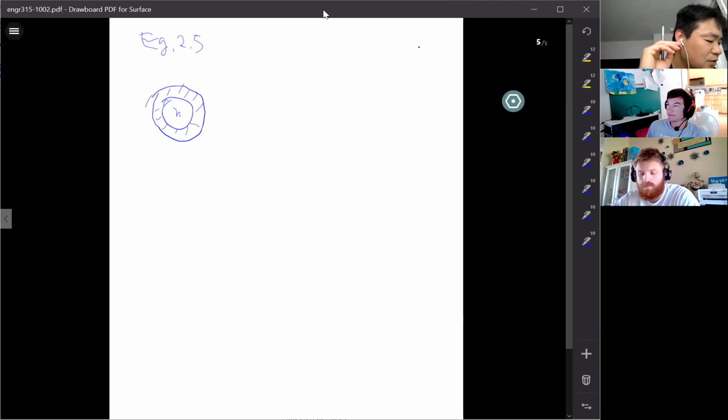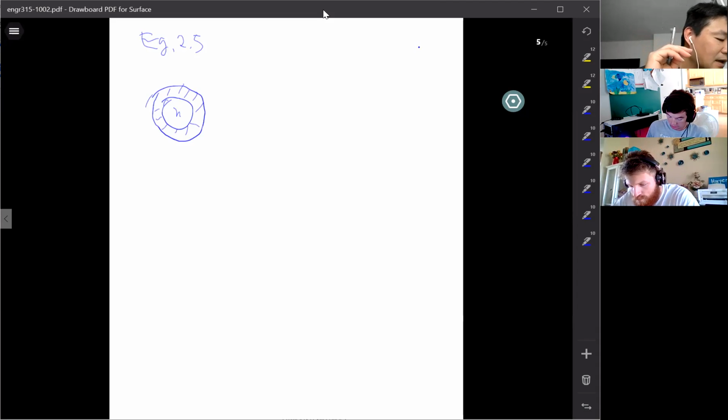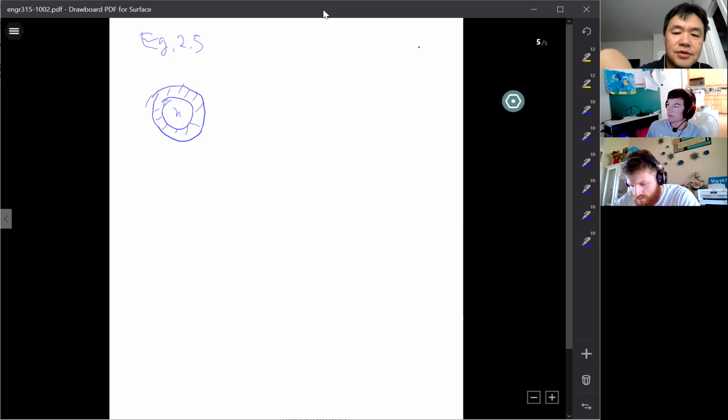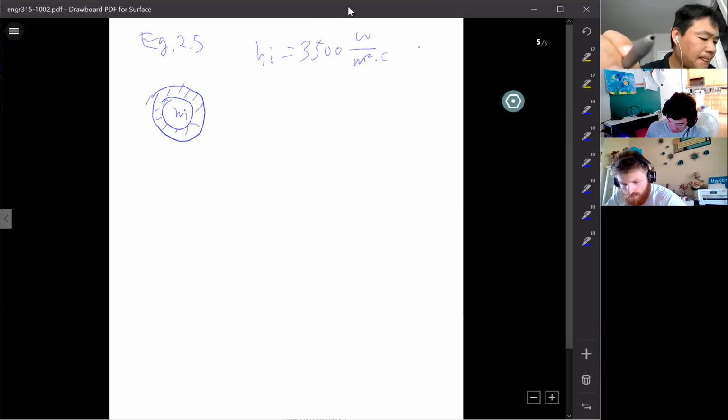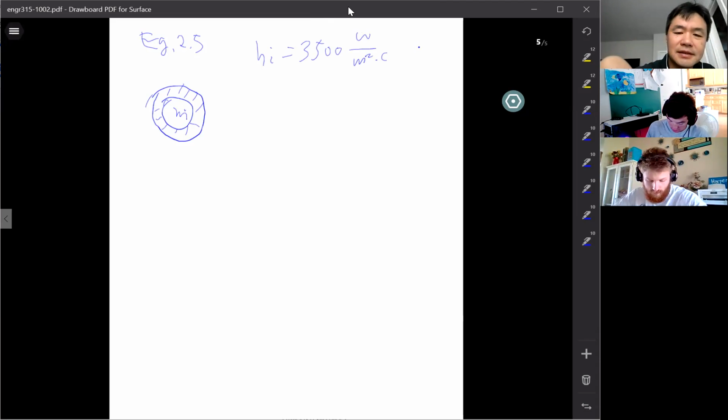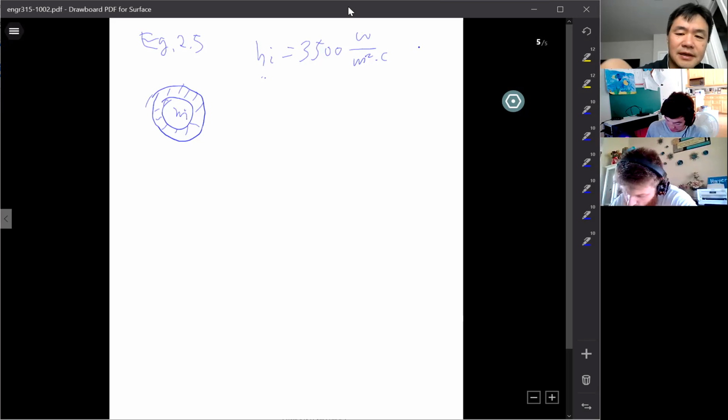Inside diameter 2.5 centimeter. Convection heat transfer coefficient Hi equals 3,500 watt per meter square C. The tube has a wall thickness of 0.8. The wall thickness, delta R, the thickness, right?